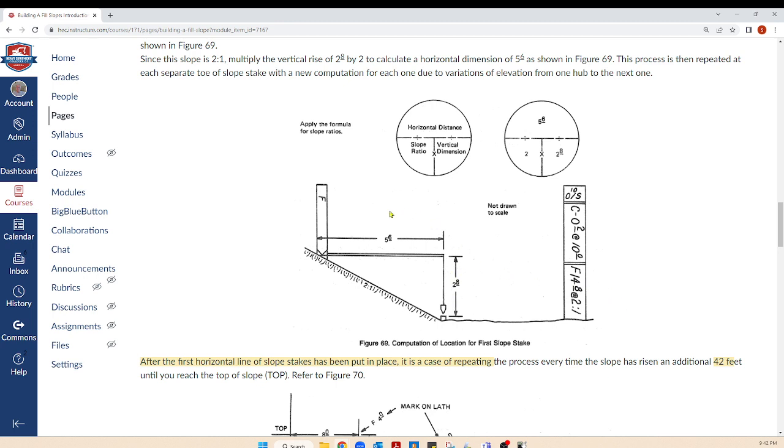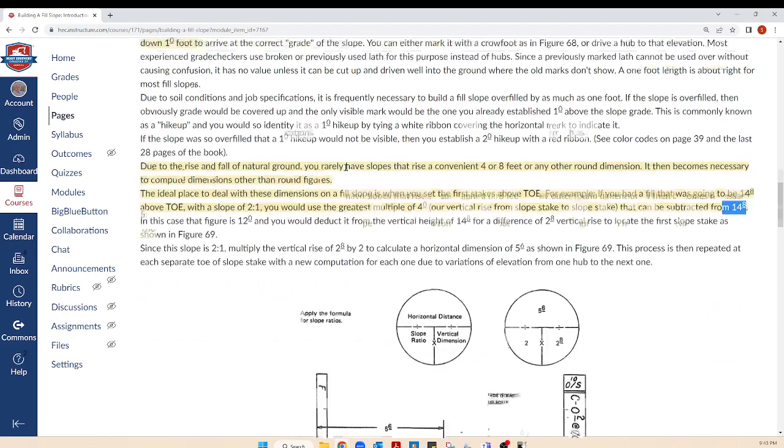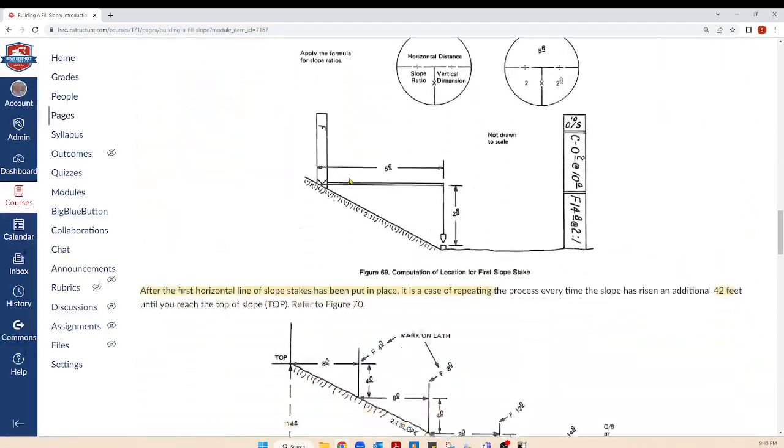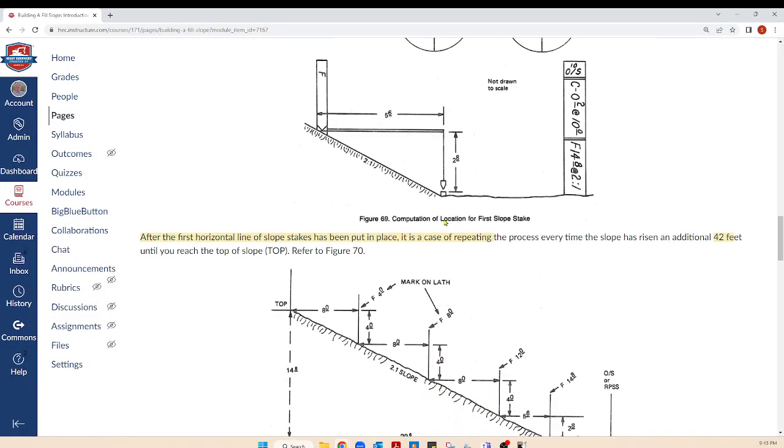I always look at this as the remainder from when I was in grade school learning long division. I have to get rid of this thing, and I have to make it come out 4 and whatever the ratio is. If it's 2 to 1 and a 4 foot vertical, it's going to be 8. If it's 3 to 1, 4 foot vertical, it's going to be 12. That's setting the first stake above toe in an ideal situation. In the real world, everything ain't always going to work out, right?